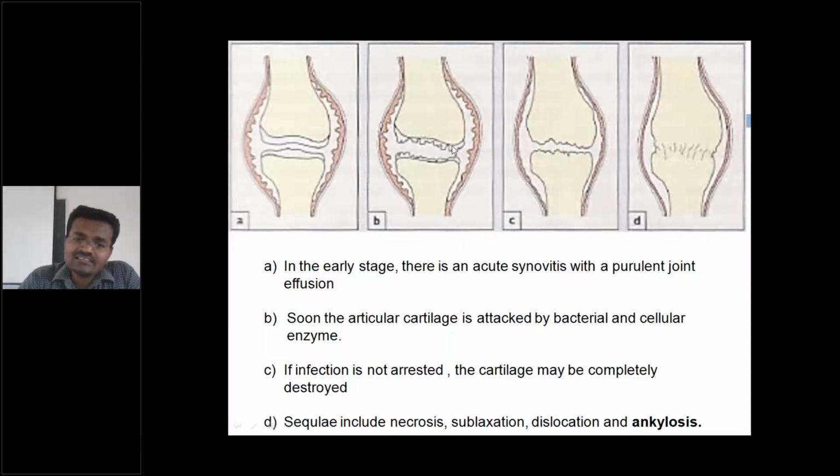Later, due to arthritic changes, after the cartilage is gone, there will be subchondral bone. When the subchondral bone is exposed, there will be arthritic changes, the joint space will decrease, and at last it will end up with ankylosis. Whenever subchondral bone is exposed, both bones will join together to form a bony ankylosis. But in TB, there will be fibrous ankylosis. In the early stage there is acute synovitis. Then soon the articular cartilage is attacked by the bacteria. The cartilage may be completely destroyed, and then it will become ankylosis. Sometimes there will be dislocations and subluxations also.